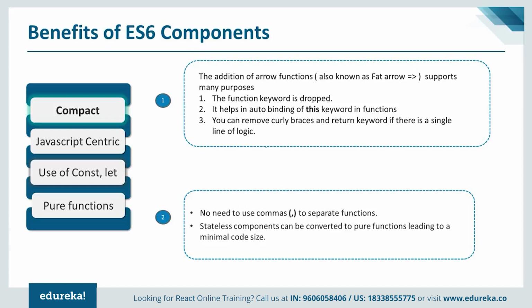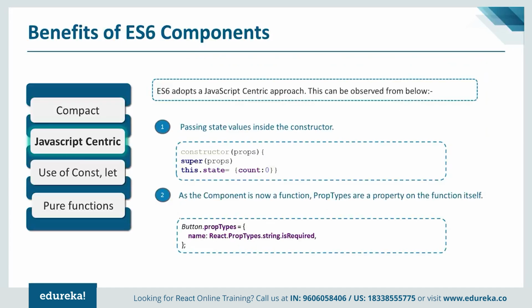We'll see that. Then there is the use of const and let keywords, which I'll talk about a little later. ES6 components use pure functions, so there is no need for commas to separate the functions. Now the stateless components can be converted to pure functions, leading to a minimal code size. More specifically, ES6 adopts a JavaScript centric approach. Now we are passing the state values inside the constructor. So this is more of a JavaScript approach and not the API approach, which we used to do in ES5.